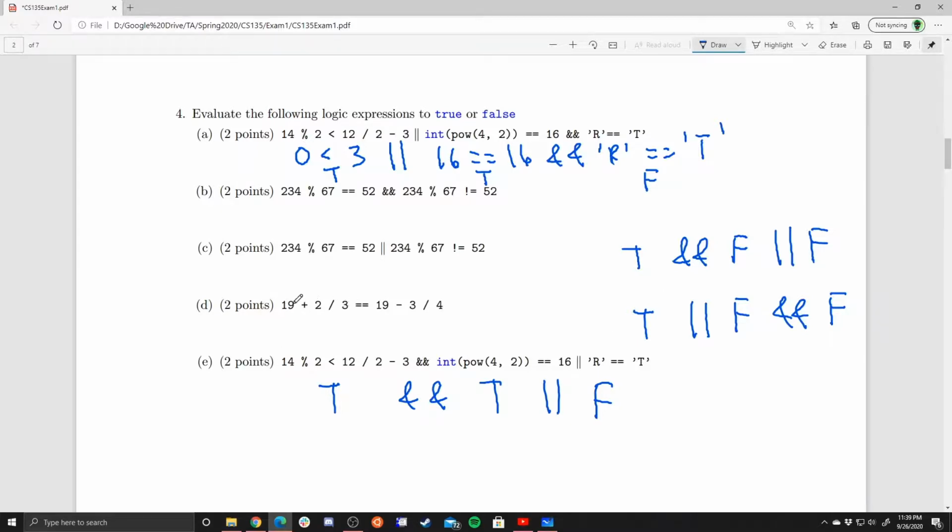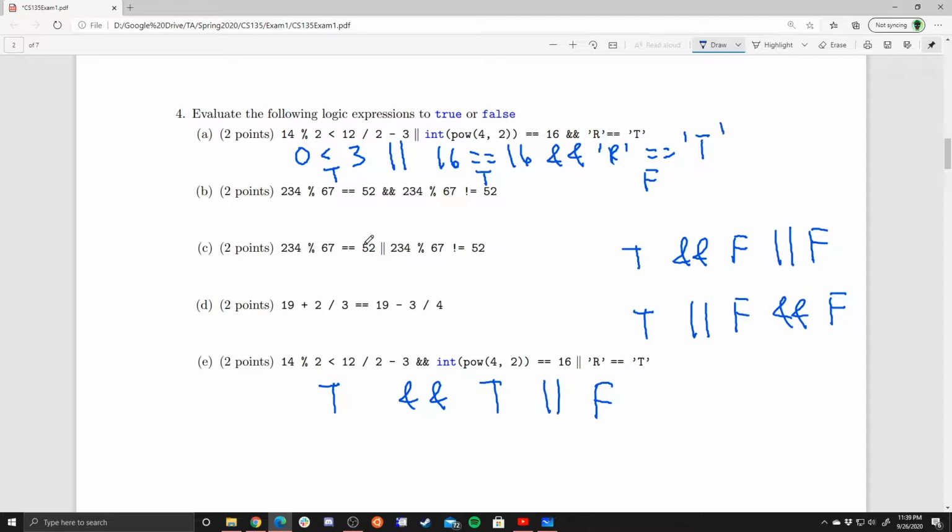Now for part D, as I mentioned before in class, I could put a question like this on the exam. Here's a question where you think, okay, it's obviously false, but reality is going to be true because 2 over 3 is 0. 3 over 4 is also 0, so 19 plus 0 equals 19 minus 0. Well, I think that would be true.